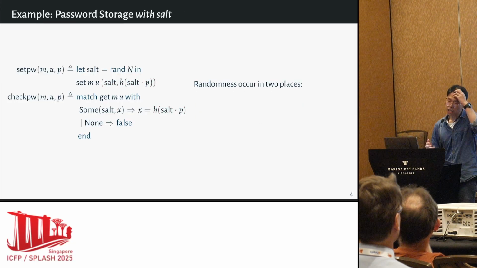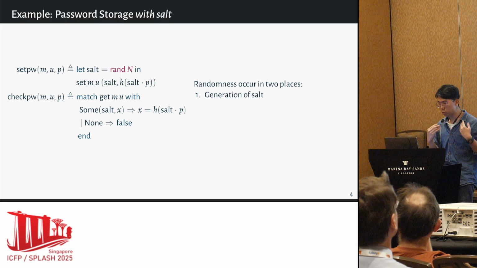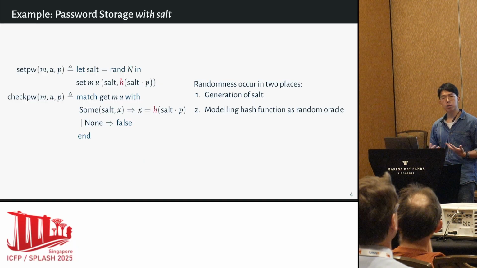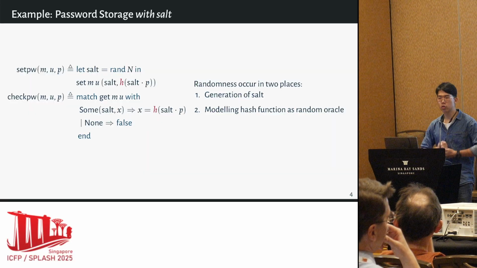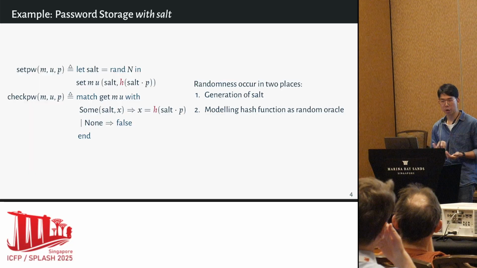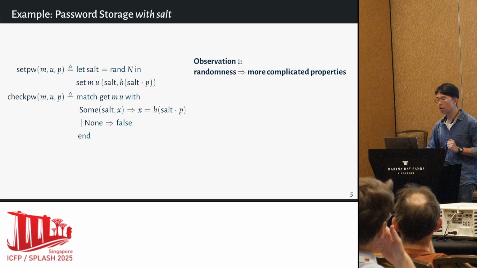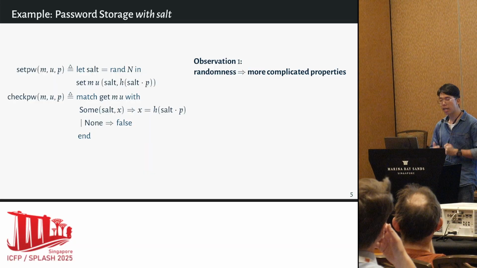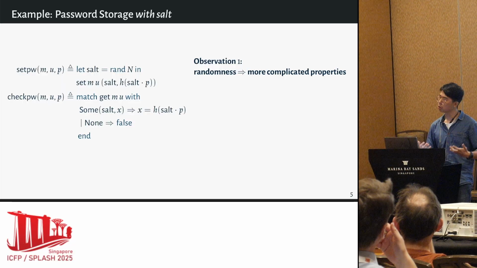Now, just for this example, we can immediately see the use of randomness. And there's actually randomness in two places. We actually need to use randomness to generate the salt, but also, even though the hash function is deterministic, in order to prove security properties, it is often useful to model it as if it's a random oracle. And this brings us to the first challenge of verifying real-world security-related programs. And that is, when you have randomness, the properties we want to verify also become more complicated.